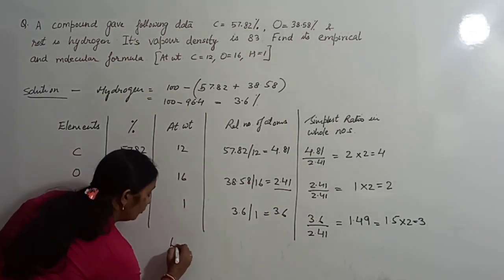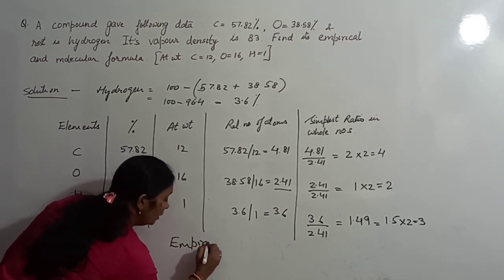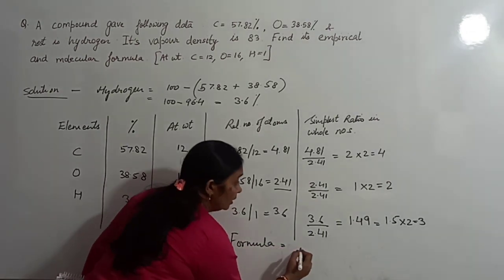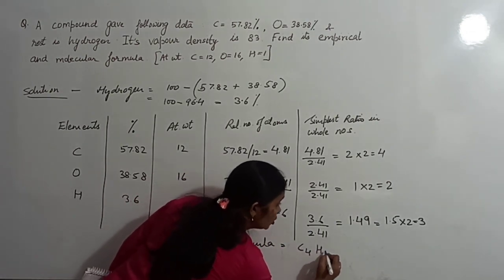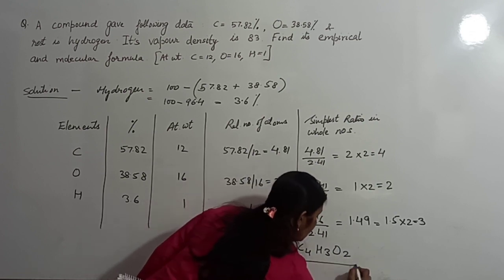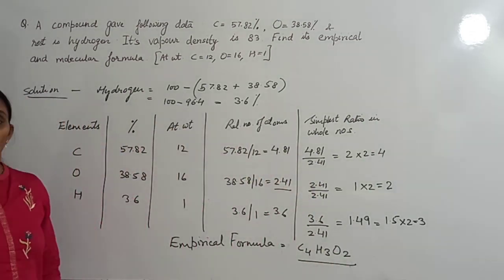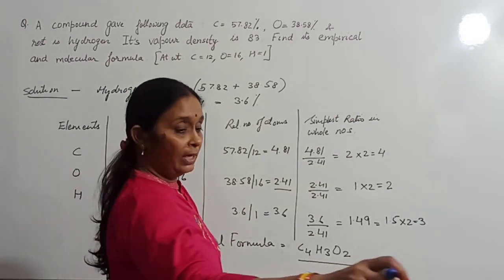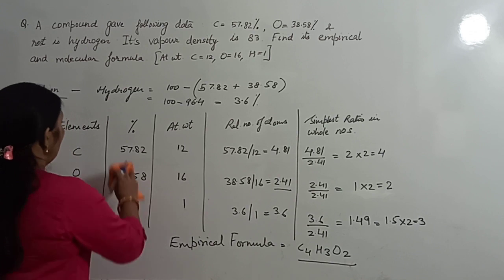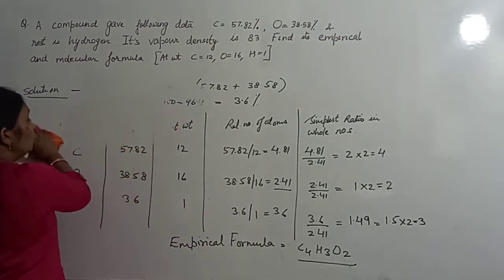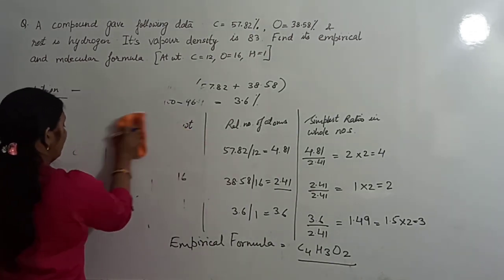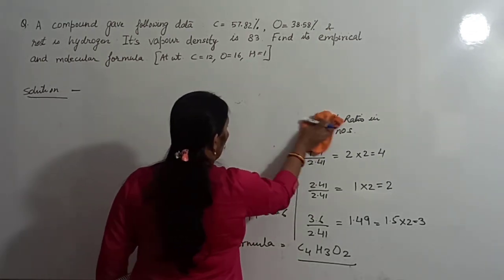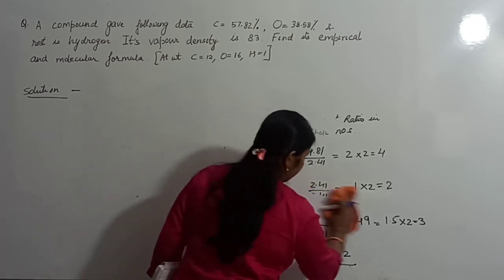So the empirical formula of the compound will be C4H3O2. You have calculated the empirical formula. The next thing which we are going to calculate is the molecular formula. For calculating the molecular formula, I told you yesterday some formulae to do that. Let us solve how we are going to do the molecular formula.